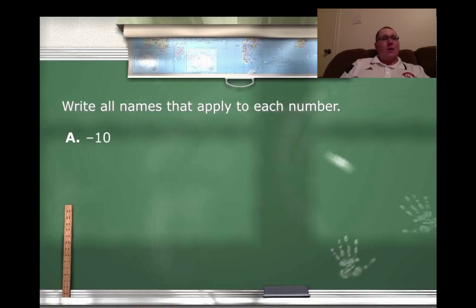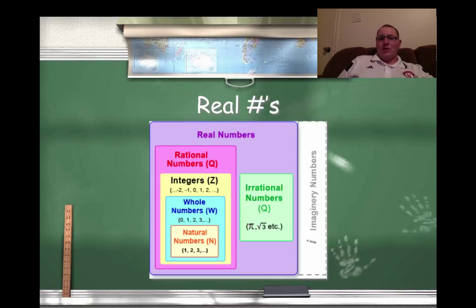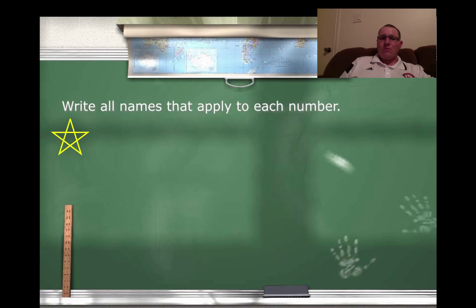Okay, -10. I'm hoping you all said integer because it's a negative number. But it's more than just an integer. It's also rational and it's also real. If we go back and look at our chart, integers are within the rational number system. So all integers are also rational numbers, and all rational numbers are also real numbers. Okay, that's important to know. So -10 is integer, rational, and real.